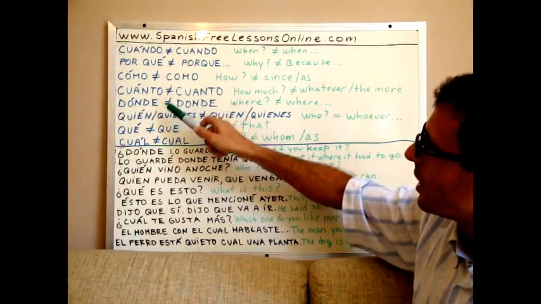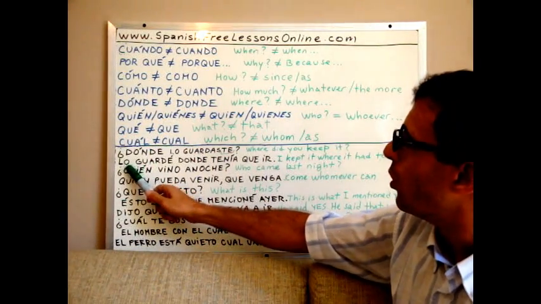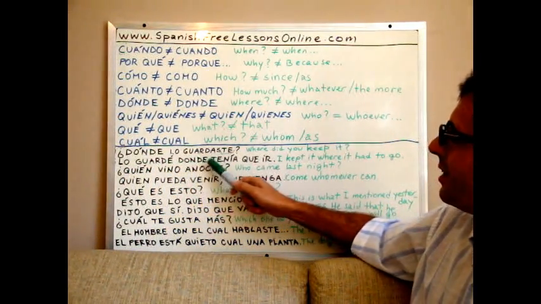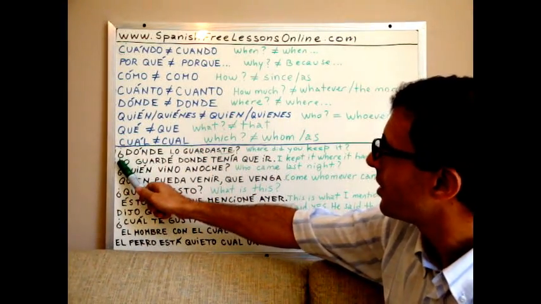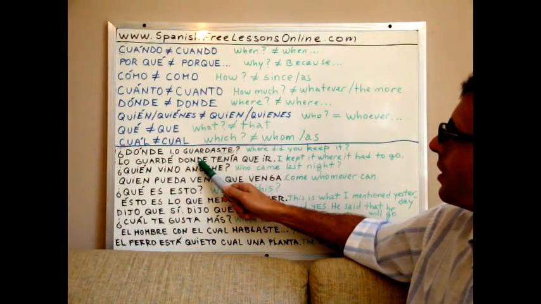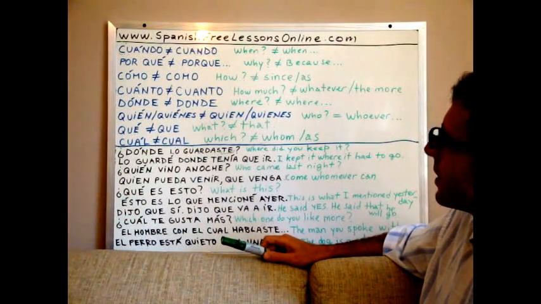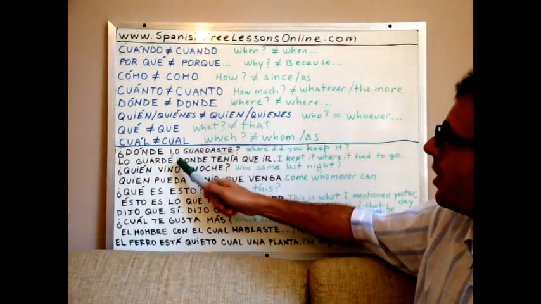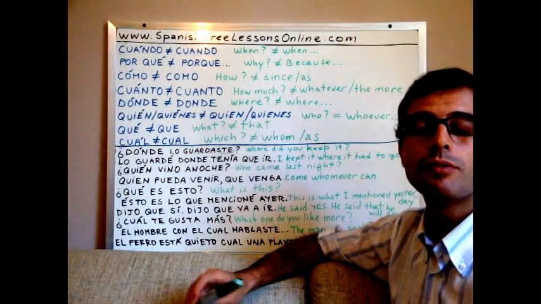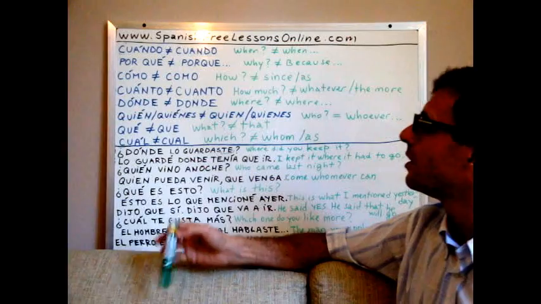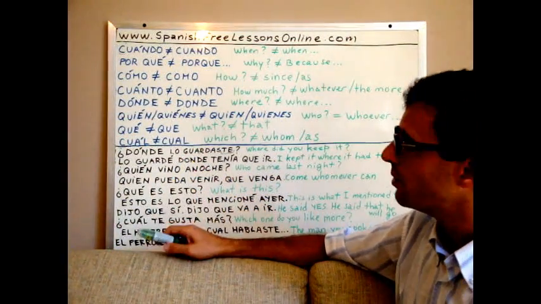Now we will see how we use donde here in the second case without the tilde. Lo guardé donde tenía que ir. I kept it where it had to go. Okay? This donde is not inquiring anything, but it's providing some information, right? That's why it does not carry a tilde on the o.